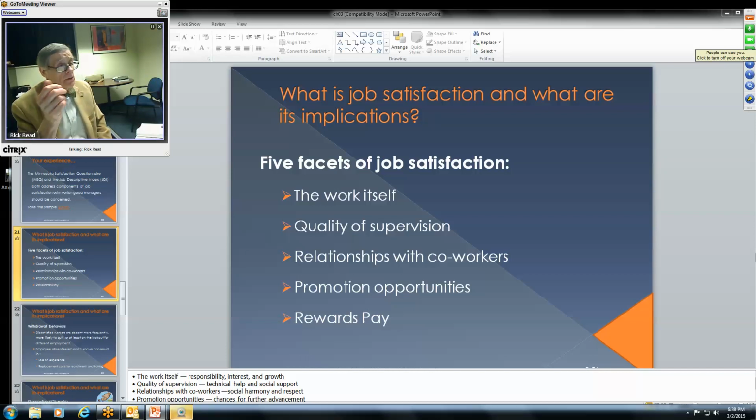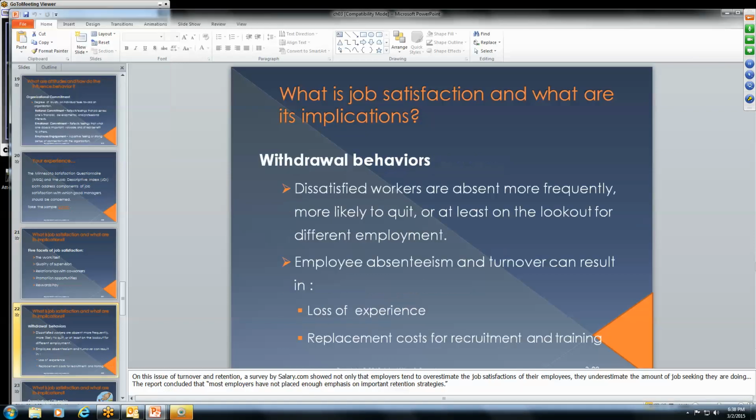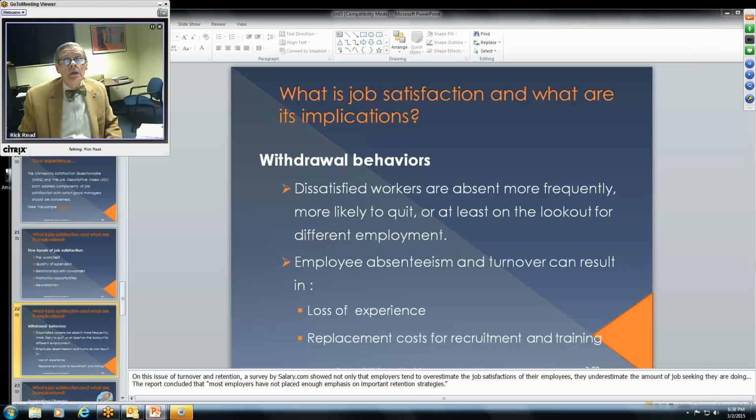People who are dissatisfied probably are going to be not only absent more frequently, but they're going to be turned over quickly. And so we really have a lot of problems when we have both absenteeism and high turnover, but that's also linked to tardiness, which is not exactly absenteeism, but it's close to that. And what happens when you have a lot of that is you lose experience, and then you have to go through the whole recruiting process over again, which is expensive.